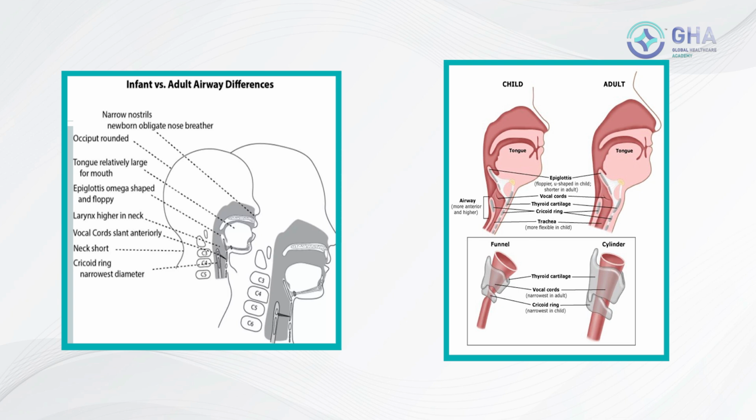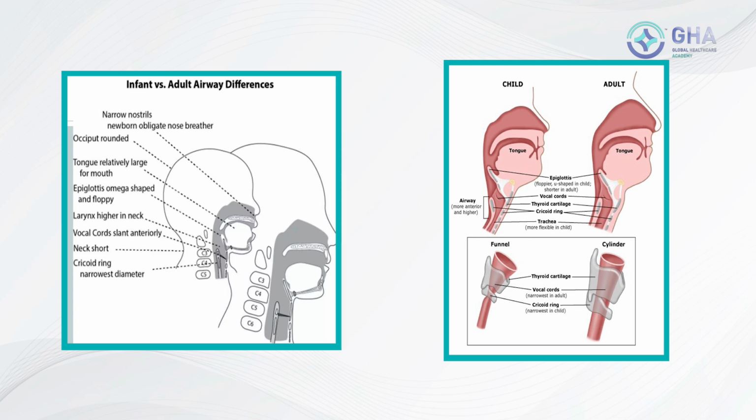The important thing which you have to understand is that the narrowest part of the larynx in newborns is at the level of the cricoid cartilage, that is below the vocal cords. But in adults, it is narrowest at the level of the vocal cords. Why this is important is that when you are putting in an endotracheal tube, it may cross through the vocal cords, but it may get stuck in the subglottic region because that is the most narrow area.